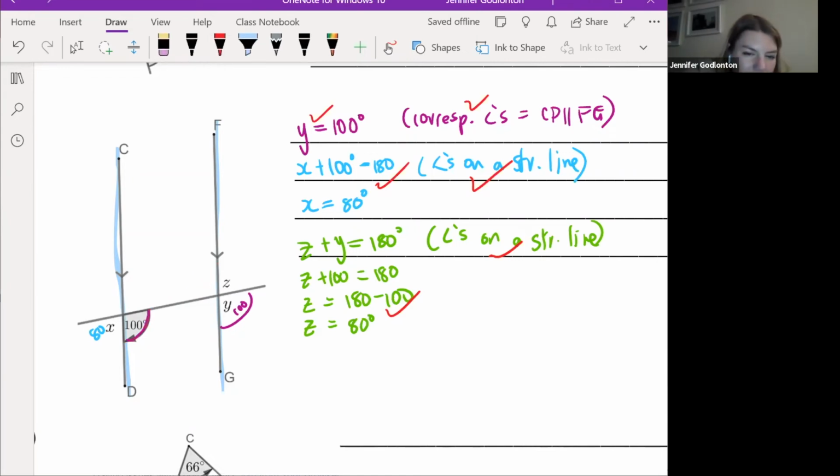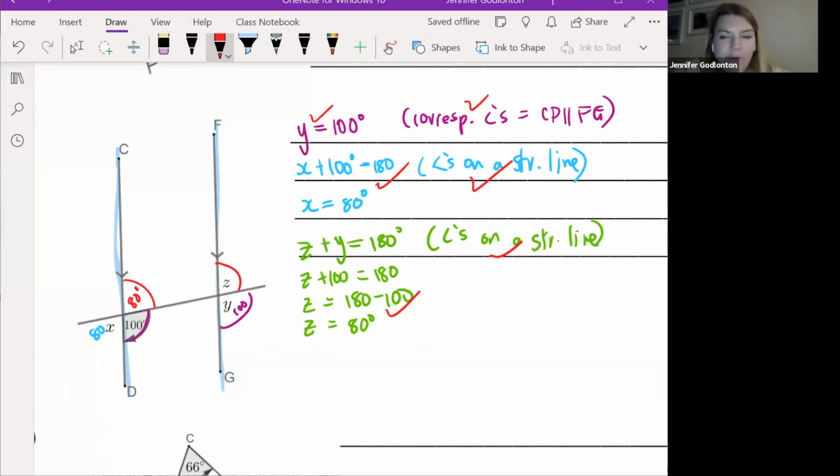But I don't want to confuse everyone yet because we haven't done that yet. You use corresponding to find z. In order to use corresponding to find z, you would have first had to find that that was 80 by doing angles on a straight line or vertically opposite angles. And then you could have said z is equal to 80 from corresponding angles. You could have done it that way.